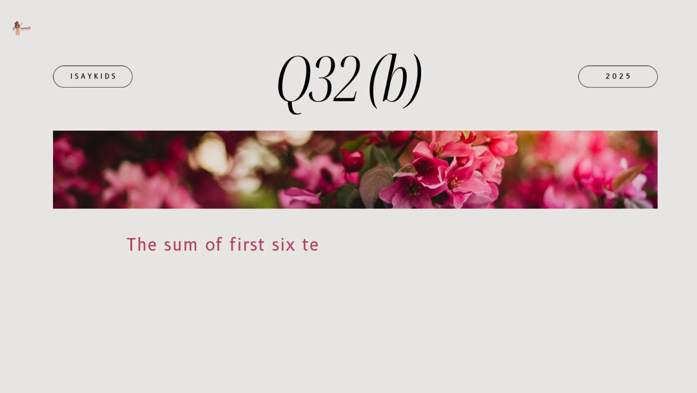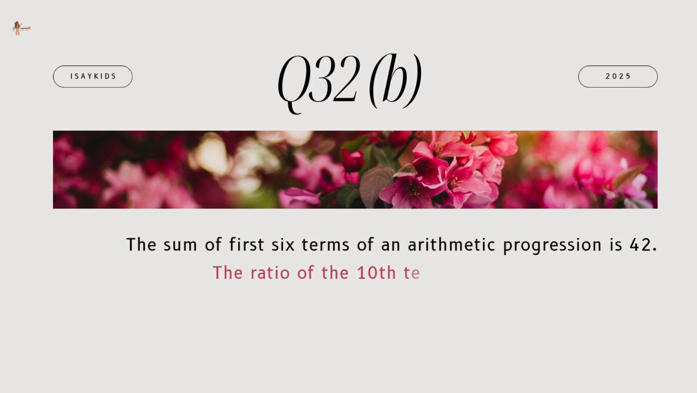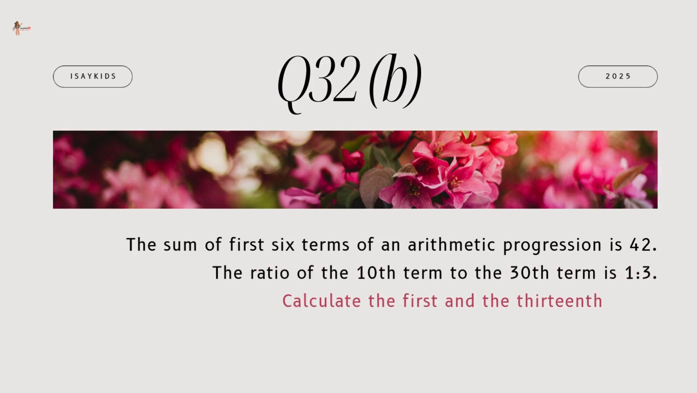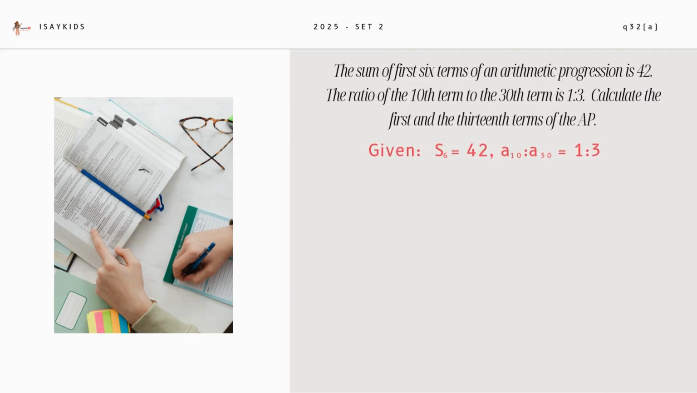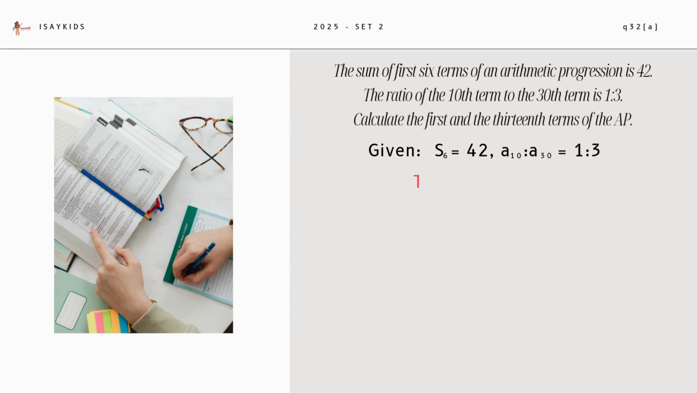The sum of first 6 terms of an arithmetic progression is 42. The ratio of the 10th term to the 30th term is 1:3. Calculate the first and the 13th terms of the AP. We are given that S6 is 42, A10 is to A30 is 1:3. We need to find the first term and the 13th term.